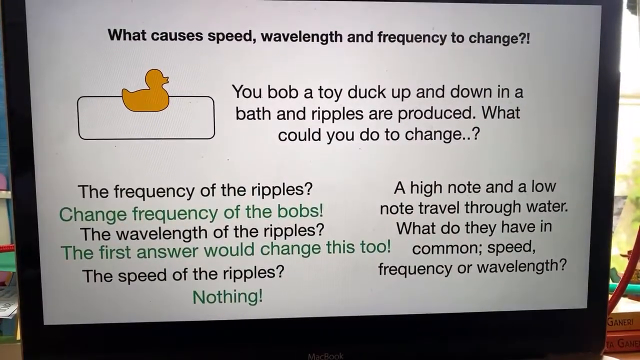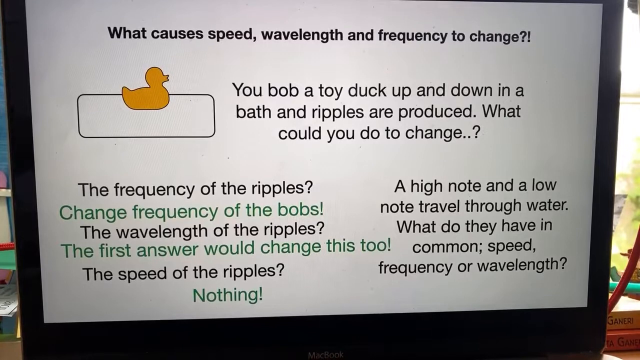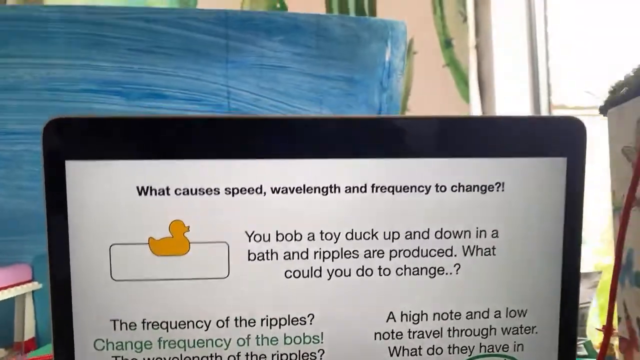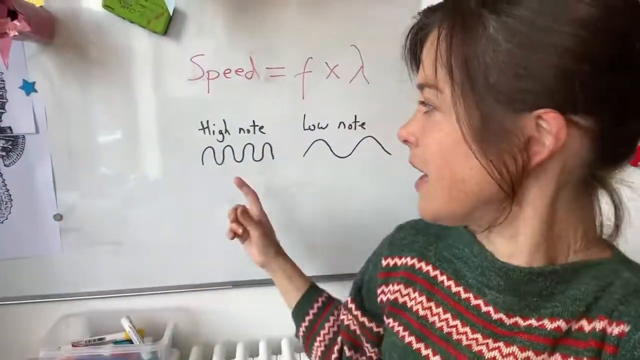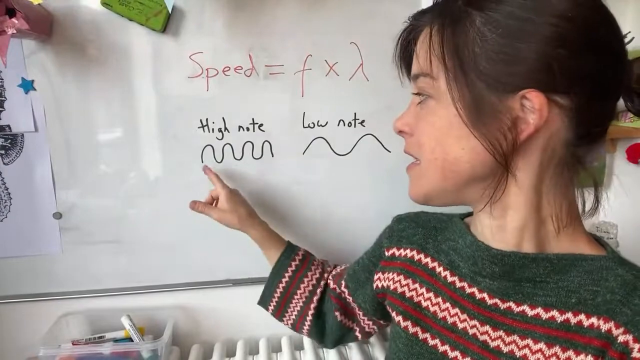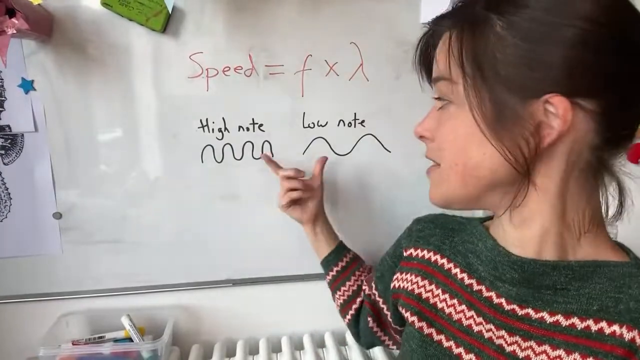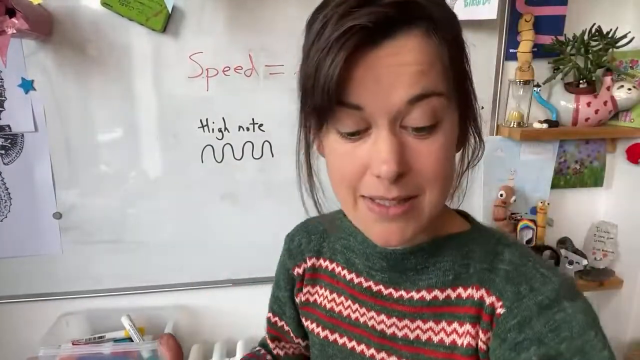A high note and a low note travel through water. What do they have in common? The speed, because they're both travelling through the same medium, so they've got speed in common. I even wrote it on the board for you. Look, that's a high note and that's a low note. So you can see the frequencies are different and the wavelengths are also different, but the speed would be the same because it's the same medium.